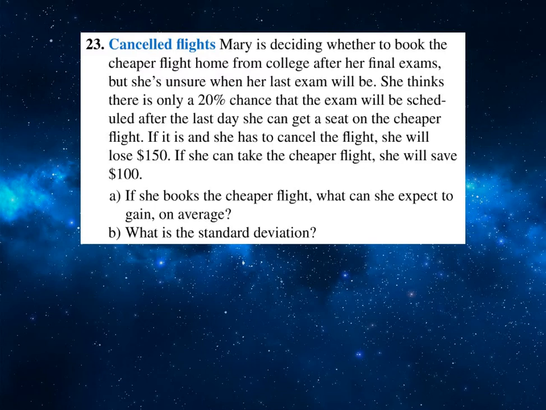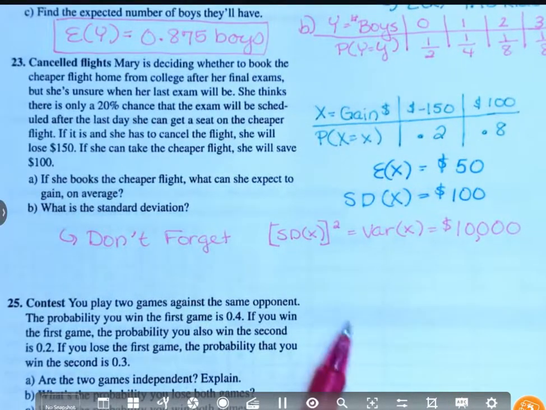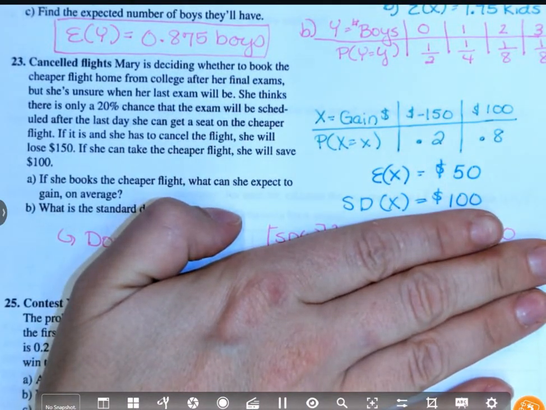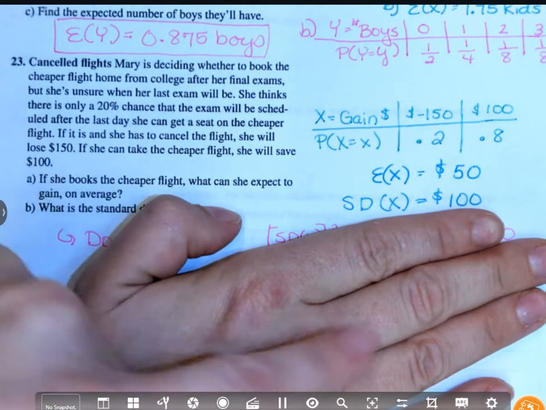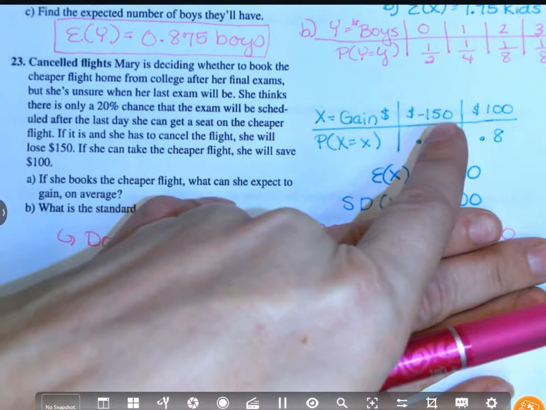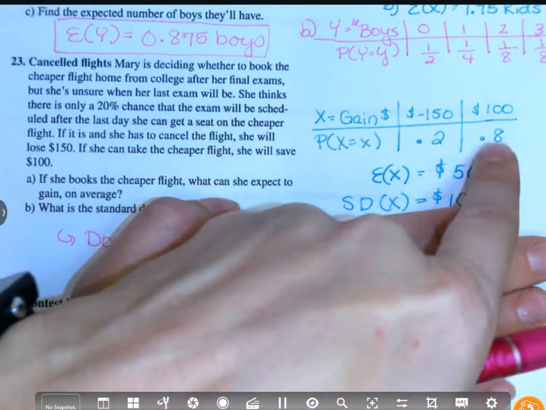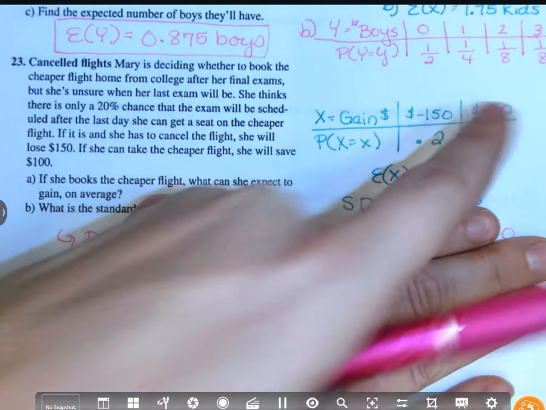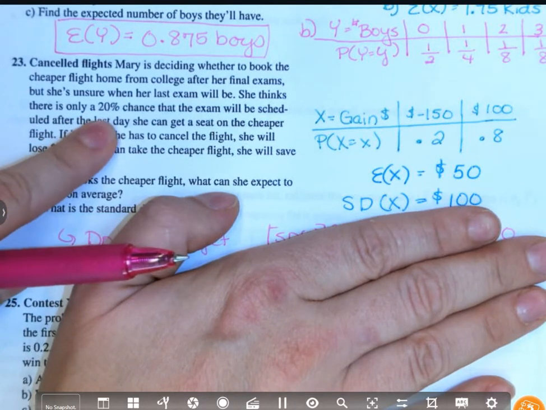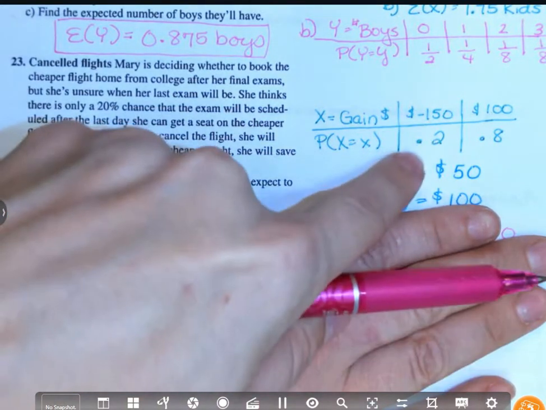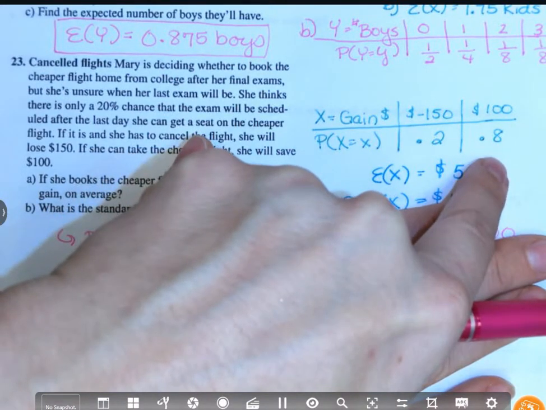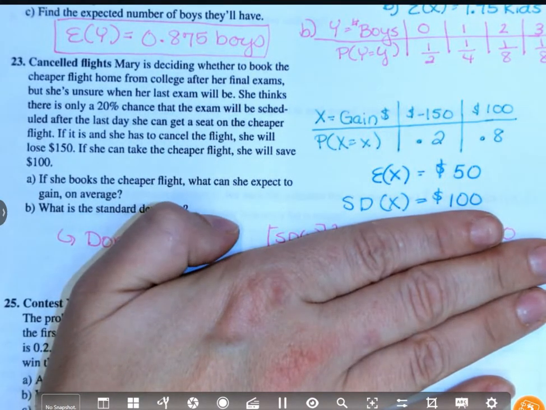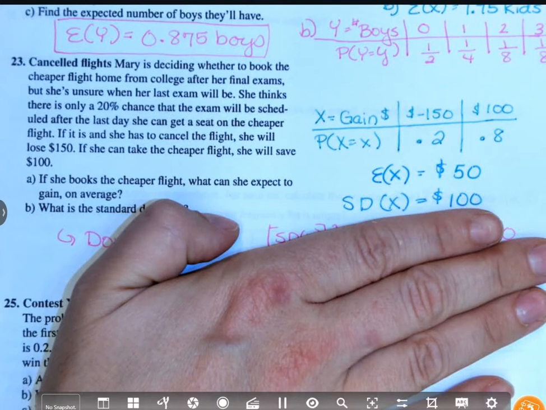So my work for this one, you don't have to do a table. I did a table because to me, and don't worry about the pink, the table makes it a lot easier to kind of understand. I know that there are two outcomes. I either lose $150, so that must be negative, or I gain $100. I will lose the $150 if my exam is scheduled on that last day. That's a 20% chance, which means that only leaves me with 0.8 for getting it right. So then you should have gotten your expected value to be $50 and your standard deviation to be $100.